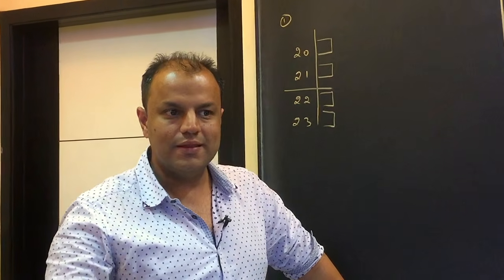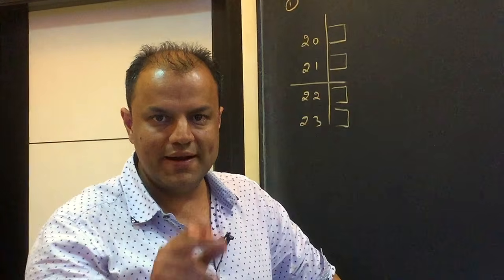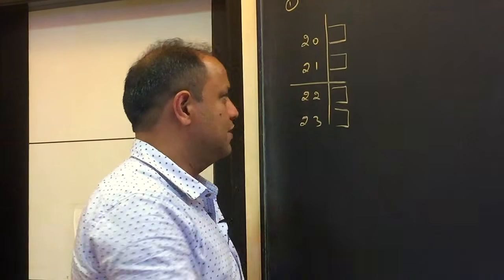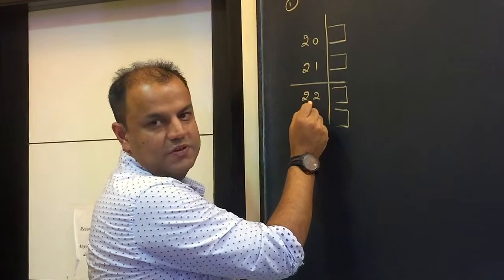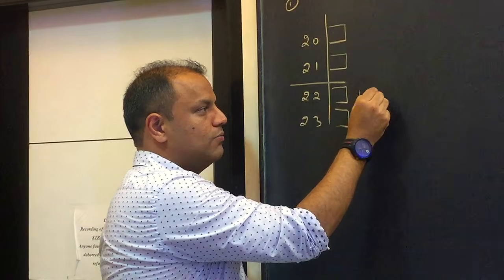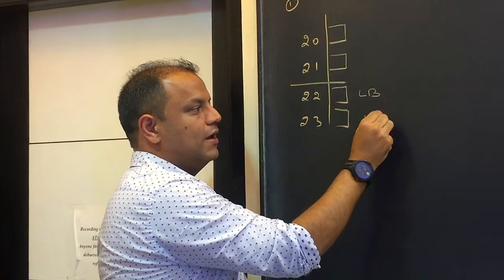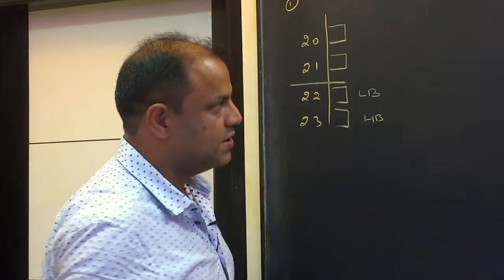Do you understand that? Now, when it's stored in two locations, 22 and 23, how will you store the answer? There is a principle followed. Lower byte, lower address, higher byte, higher address. Say it again. Lower byte, lower address, higher byte, higher address. This is 22, this is 23. Obviously, this is the lower address, so it will get the lower byte. 23 will get the higher byte. Please tell me, did you understand the question?